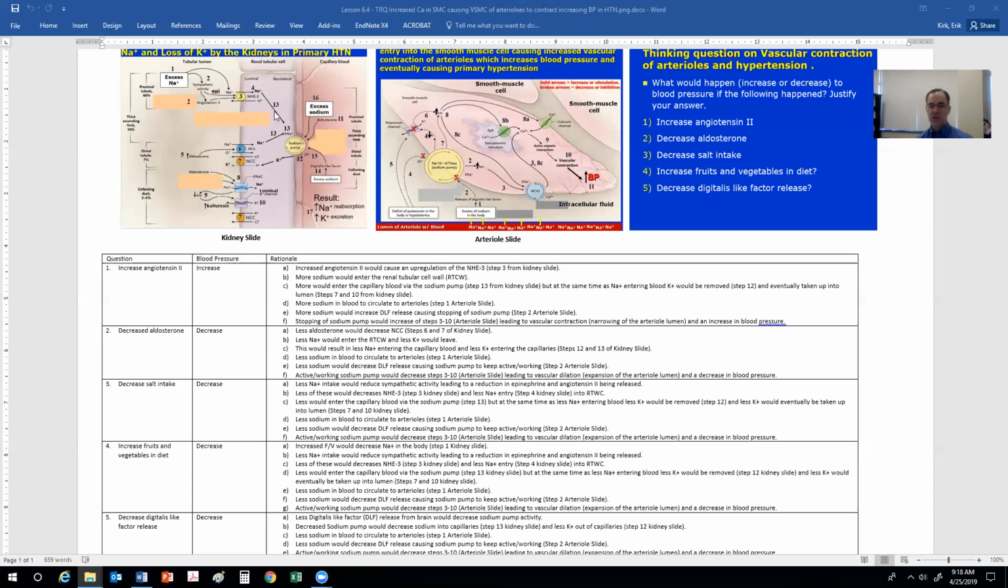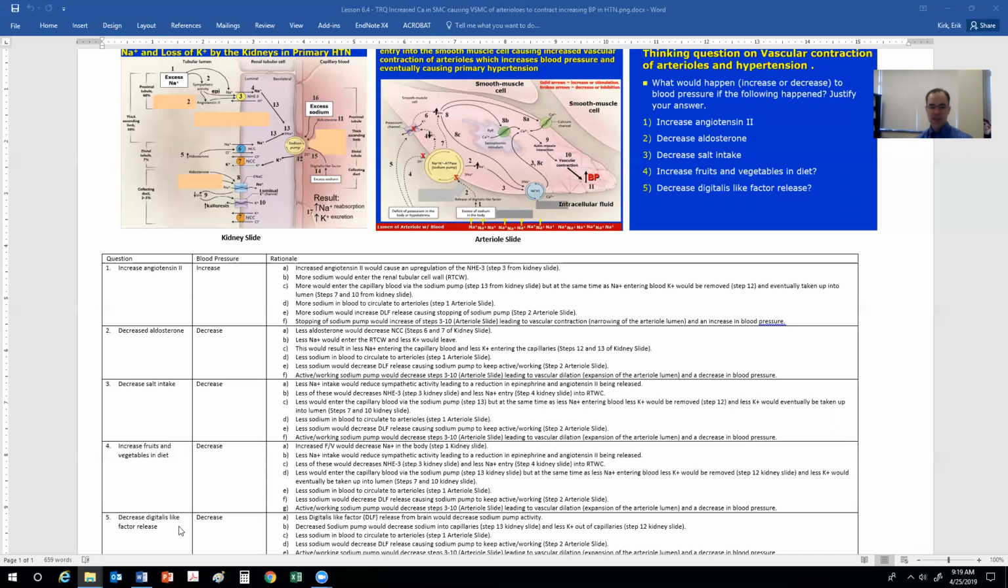Less sodium in the renal tubular cell wall means less would be taken up by the sodium pump into the capillary blood. Less sodium in the capillary blood means less sodium would make its way to the arterioles, less release of digitalis-like factor, and therefore the sodium pump would continue to work. Therefore, steps 3 through 10 would be reduced. Less calcium would make its way into the vascular smooth muscle cell, less actin and myosin interaction. Again, vascular contraction would be reduced. It would dilate the arterioles, and you have a reduction in blood pressure.